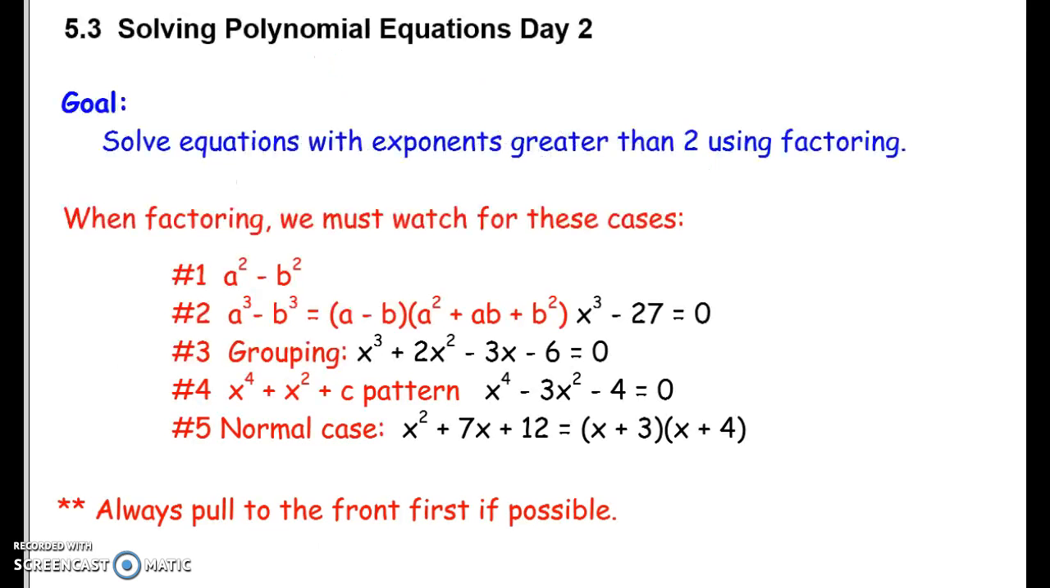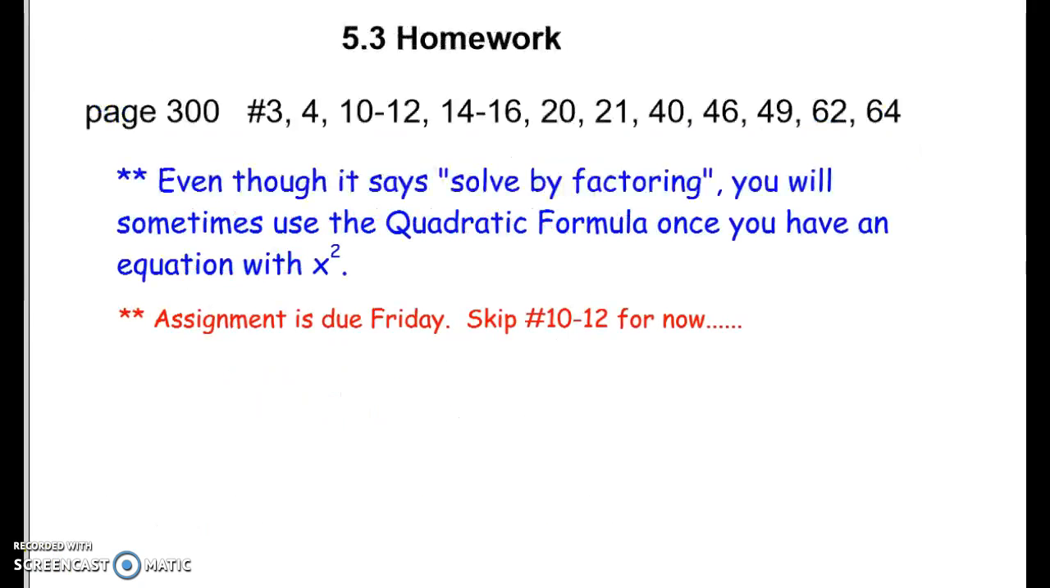In summary, this section is all about factoring, and there are lots of different types of factoring. The ones we covered today were grouping, when there are 4 terms, and then this second pattern where it goes x to the fourth, x squared, and a constant. This is the homework. Just one quick note that it's longer, so it's not due till Friday. Also, you can skip problems 10 to 12 for now because we haven't covered that material yet, and you'll be able to do them after Thursday.